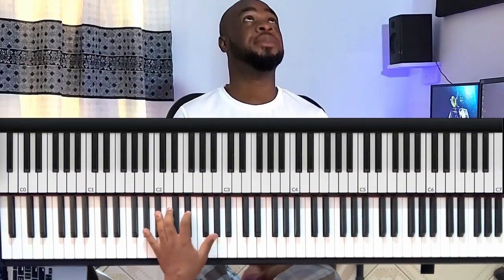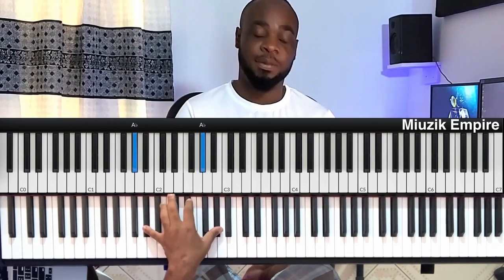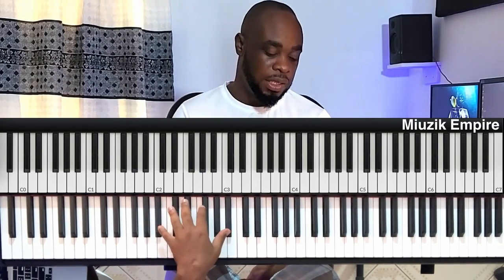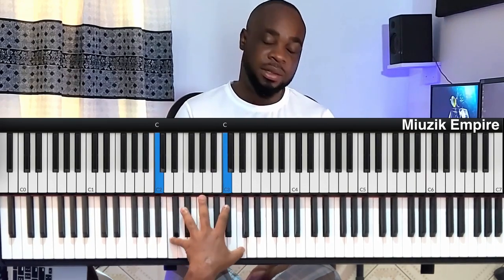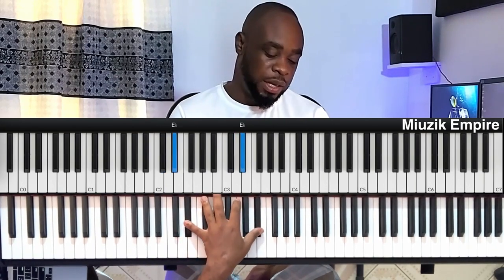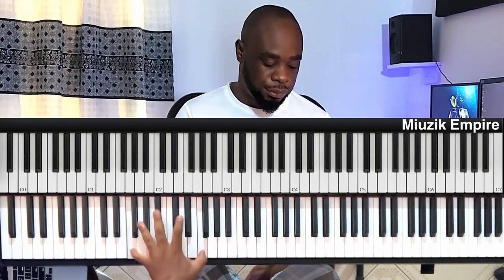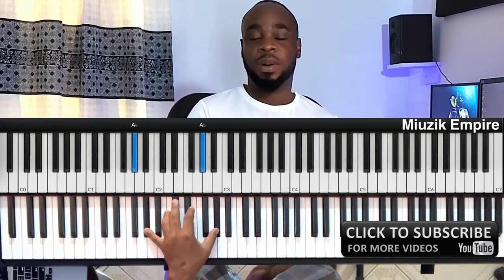For this lesson, we'll be in the key of A flat. Let's take a look at the major scale of A flat first. I have the A flat as my 1, the B flat as my 2, C as my 3, D flat as my 4, E flat as my 5, F as my 6, and then G as my 7, and then back to the 1 again.